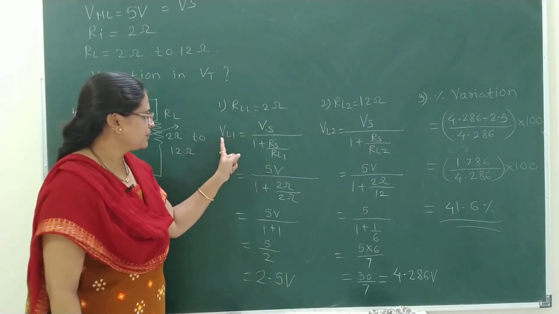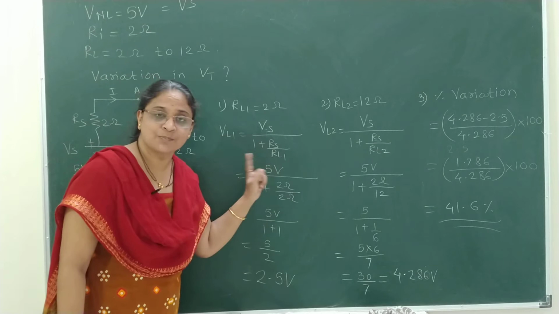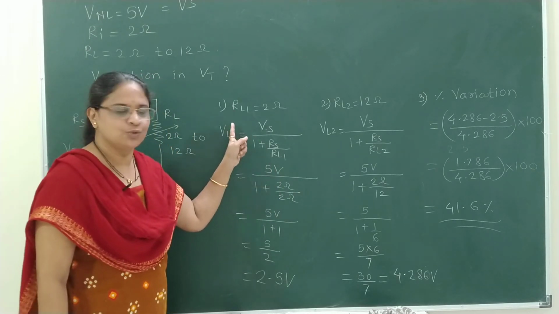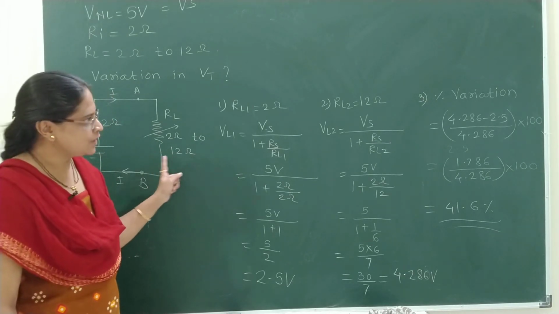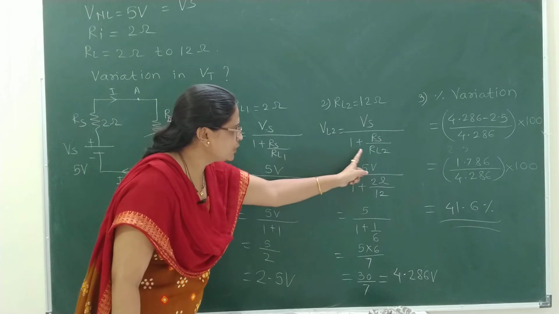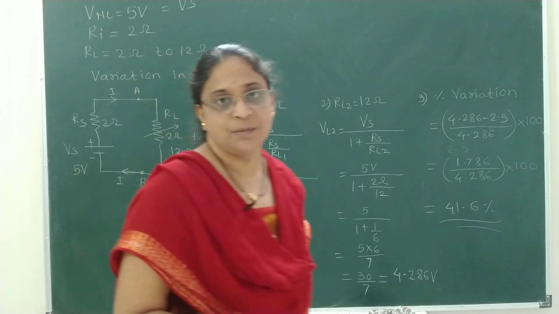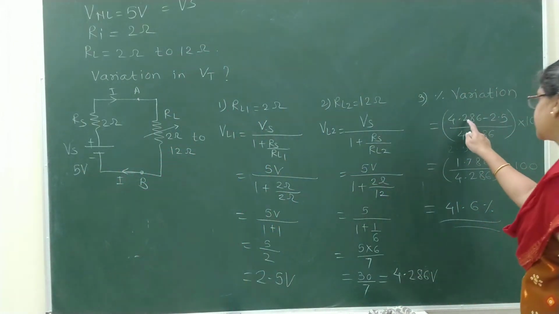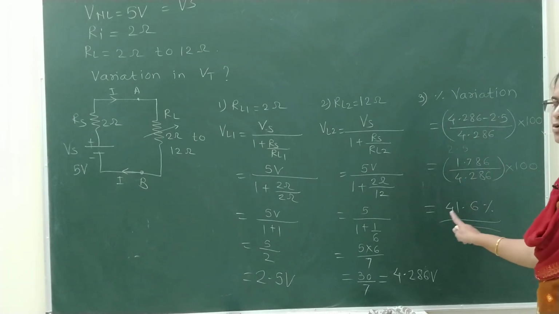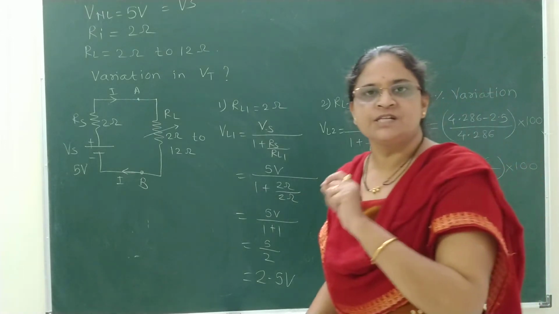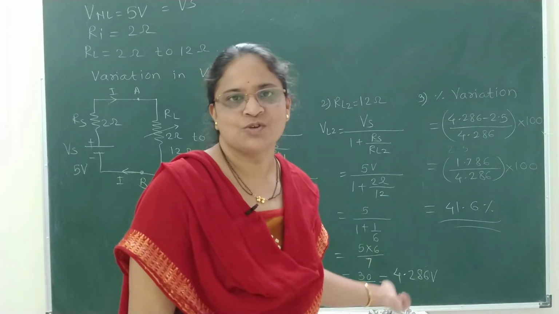So RL1 is 2 ohm, VL1 results to be 2.5 volt. We know the formula Vs upon 1 plus Rs upon RL. RL here is considered to be 2 ohm. Second calculation, when RL is at maximum level, that is 12 ohm. So VL2 is equal to Vs upon 1 plus Rs upon RL2. It results to be 4.286. And while calculating the percentage variation, it is maximum voltage minus minimum voltage upon maximum voltage into 100. So here it approximately results to be 41.6%. You can verify according to your calculation skill. So that was the answer.